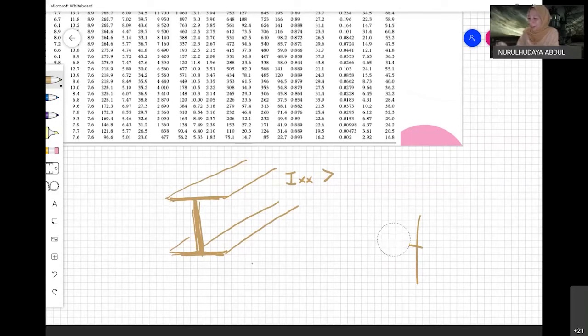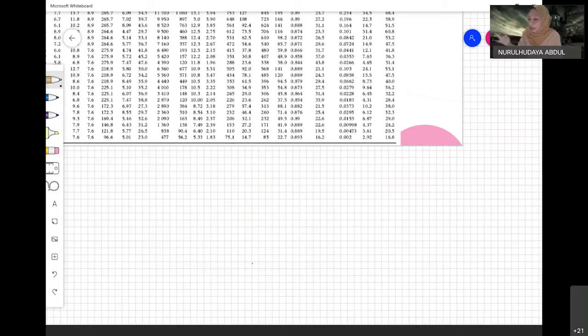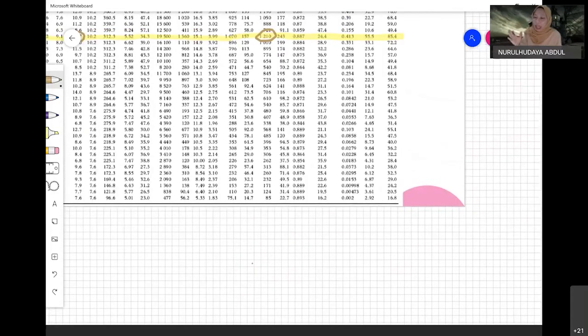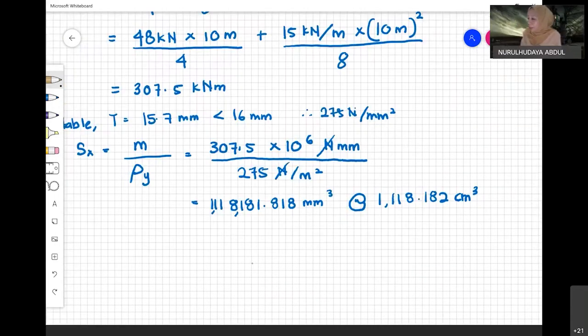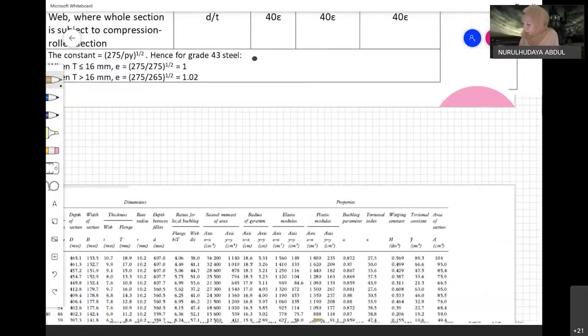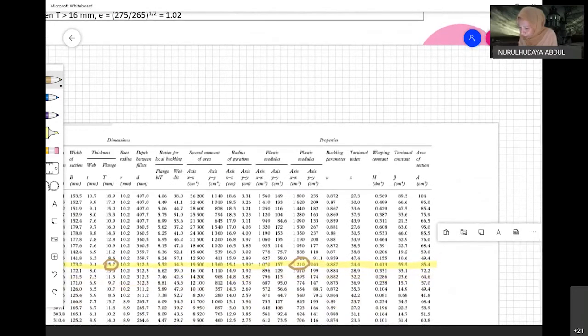Okay, senang cerita. Okay, kalau macam ni IXX dia lebih besar daripada IYY dia. Okay, so kita ambil IXX, sebab XX dia punya efficiency lebih tinggi daripada IYY untuk beam sebab dia tegak. Therefore, it is 1210. Tak payah tengok. Tak payah susah. Tengok kat sini. Ni. Second moment of area. Ni. Nampak ni.